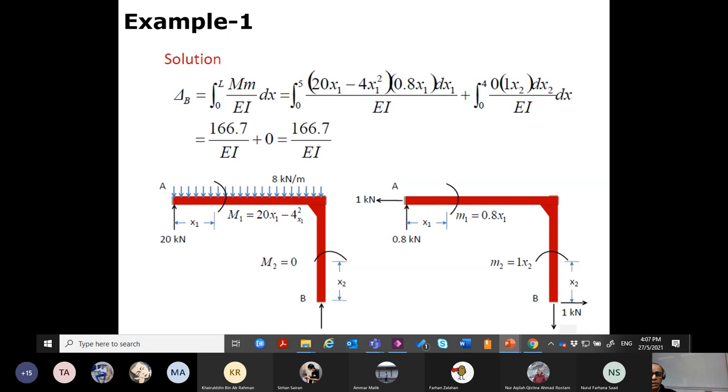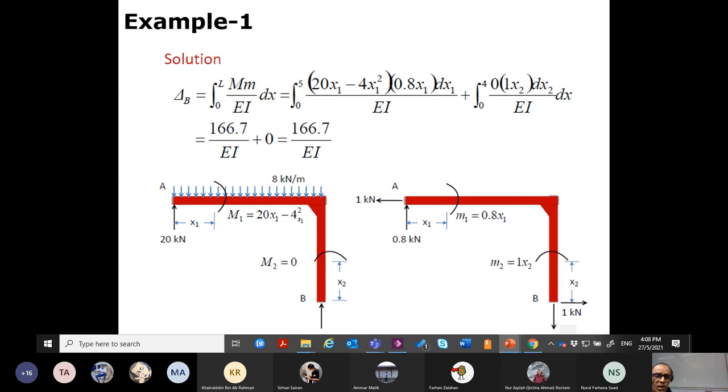And this is 20 into x1 minus 8 into x1 into x1 upon 2. That is the moment equation for the primary beam. And this is the moment equation in the same manner: we have calculated the horizontal and vertical reactions, which are the reactions due to applied load 1. So we have this equation, the integral from 0 to L of M into m, with the unit load and actual beam, upon EI. This is the same method we learned in theory of structures. So the first case, capital delta B, is this equation, and then for the column, because there are two members.